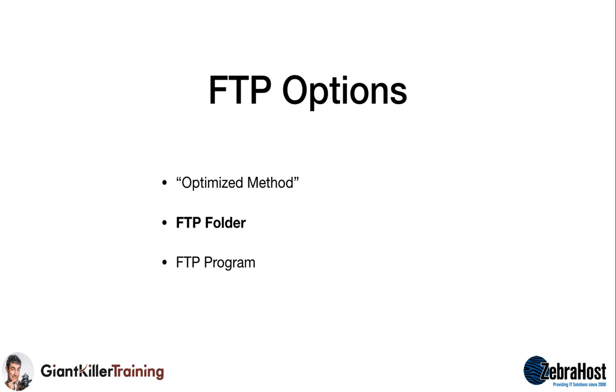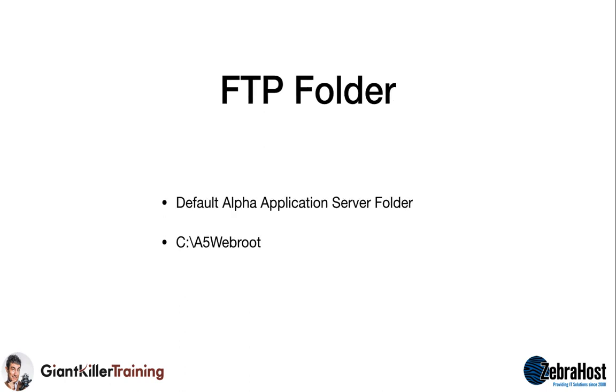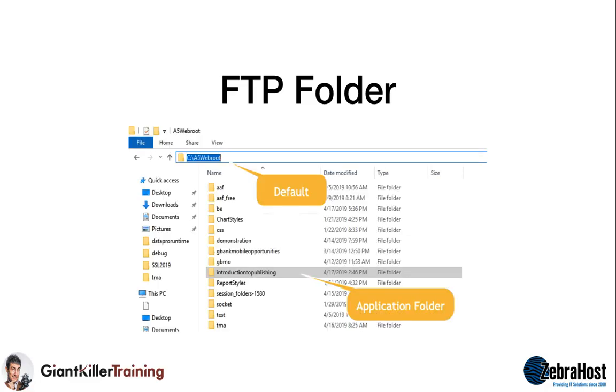Now the next thing I'd like to talk about is the FTP folder. When you install the Alpha application server, it will automatically create a folder on your server called C:\A5Webroot. This is where it's expecting to run your applications out of. This can be changed, but this is the default. You can see here's what it looks like. You have that A5Webroot, and then you have different folders that have different pieces, and one of them is our introduction to publishing. We need to put the files in there, and then when we access it, we're using that sub-URL level to access those files.